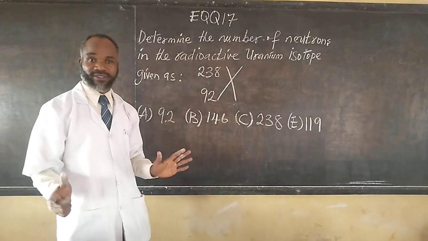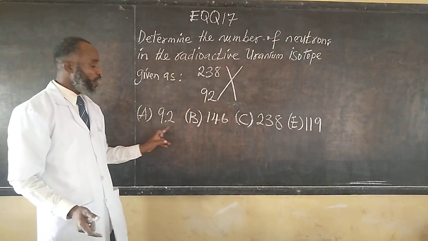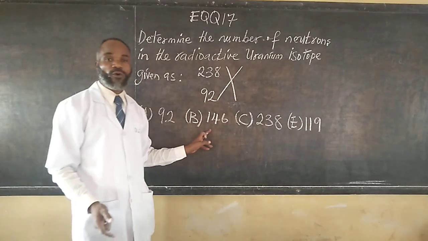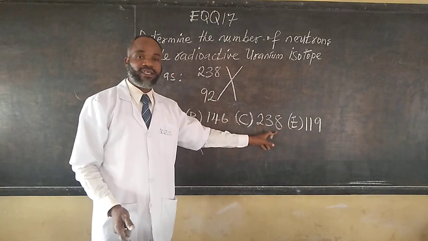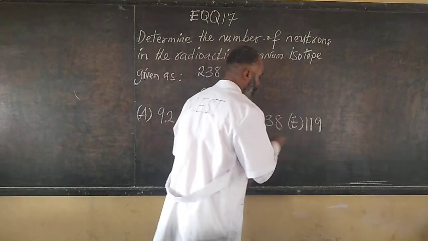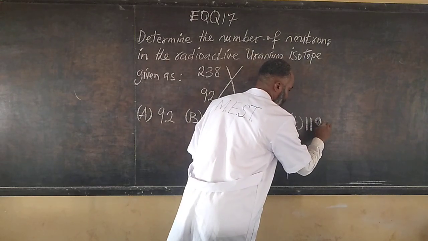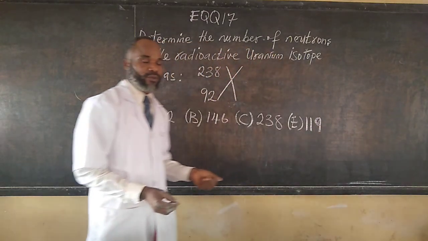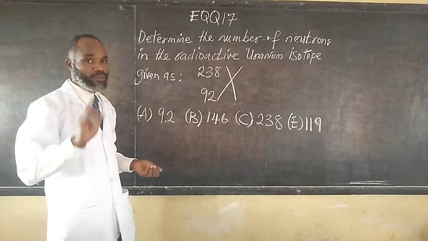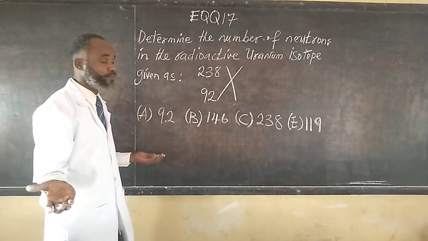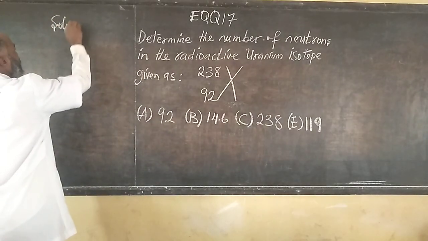And you have options, right? Option A is 92, option B is 146, option C is 238, while option E is simply 119. It may look somehow difficult, but it's very simple if you understand what to do. What do you need to do? Quickly write a solution.